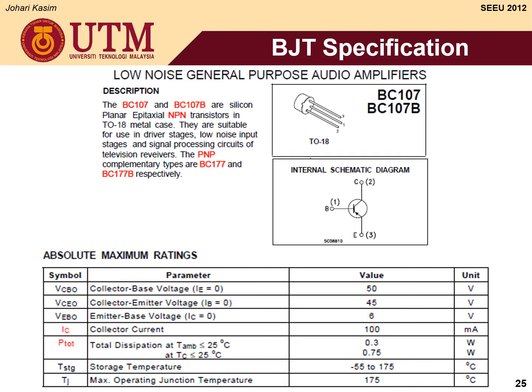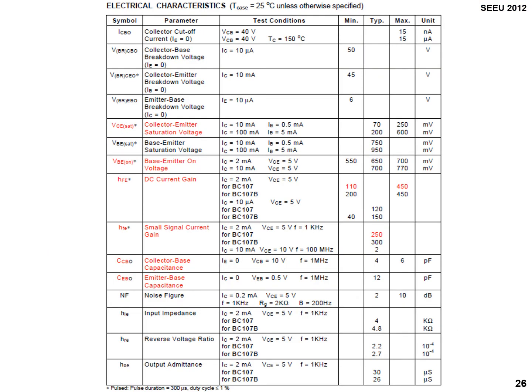This is the BJT specification, which explains the parameter maximum values. For example, here the collector current IC maximum is 100 milliampere, and our beta or DC beta is 110 until 450.